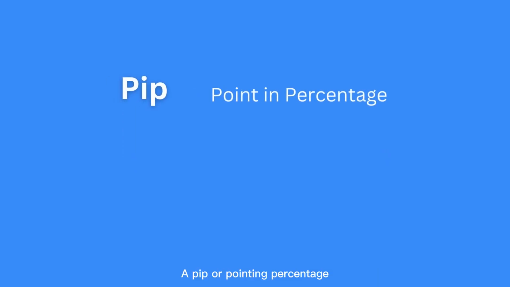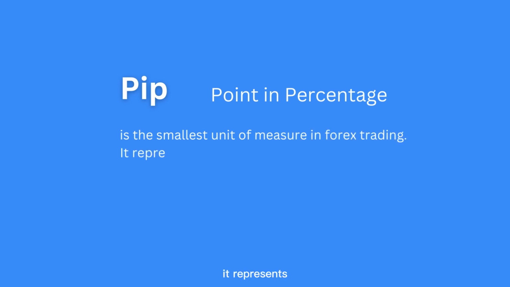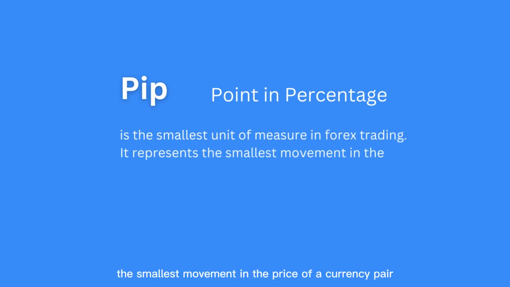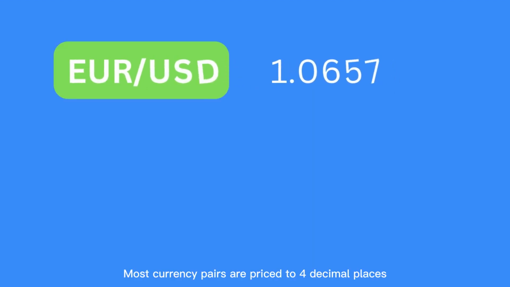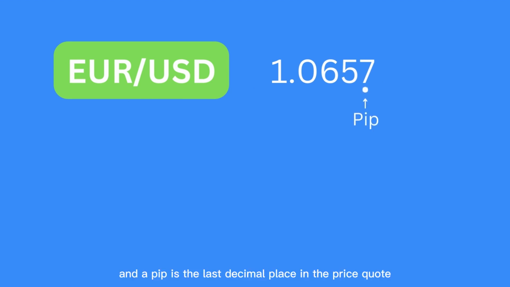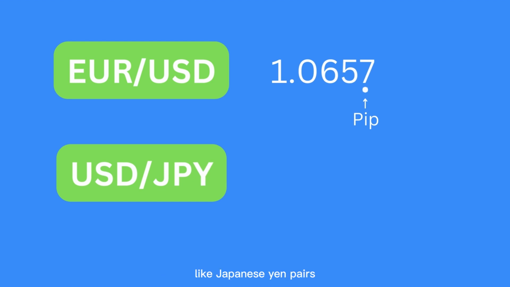What is a pip? A pip, or point in percentage, is the smallest unit of measure in forex trading. It represents the smallest movement in the price of a currency pair. Most currency pairs are priced to 4 decimal places, and a pip is the last decimal place in the price quote. But there are some exceptions like Japanese yen pairs, they go out to 2 decimal places.